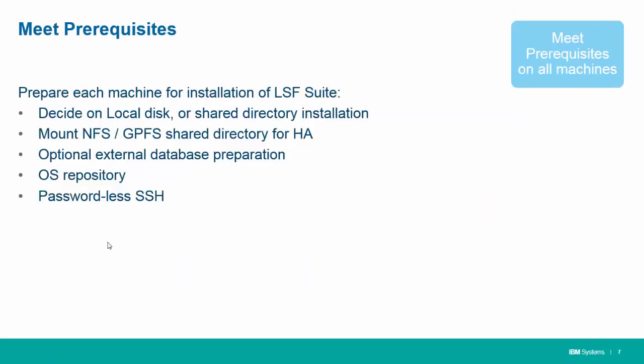So once you've got the packages downloaded, you also want to now look at the prerequisites and make sure that you've met those on all of your machines. You'll need to decide what type of install do you want to have. Do you want to install on the local disk, or do you want to use a shared directory for your installation? You'll have to mount your NFS or Spectrum Scale directory for HA. You may want to have an external database that you will have to prepare, and you'll need your OS repository set up so we can pull in some prerequisites, and you'll also need passwordless SSH set up.